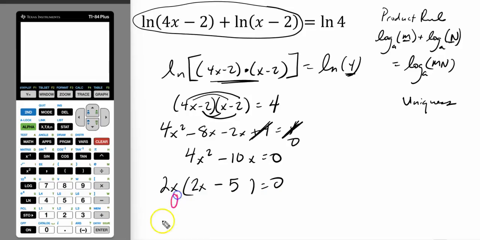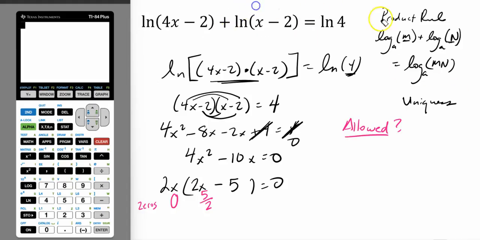Well, if x itself is equal to 0, I have 2 times 0 times something else. Doesn't matter, the whole thing goes to 0. Or in here, if x is 5 halves, because 2 times 5 halves, well, the 2's will cancel, and then I'll be left with 5 minus 5. So those are my zeros. Now the question is, are they allowed in my solution as solutions to the original equation?